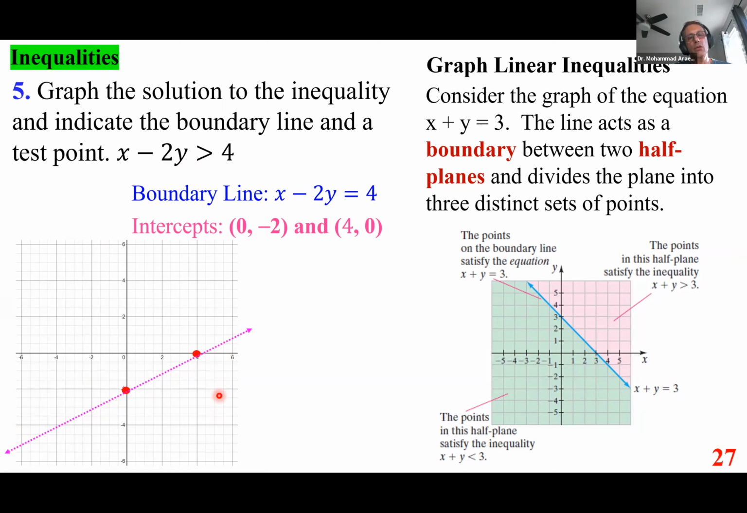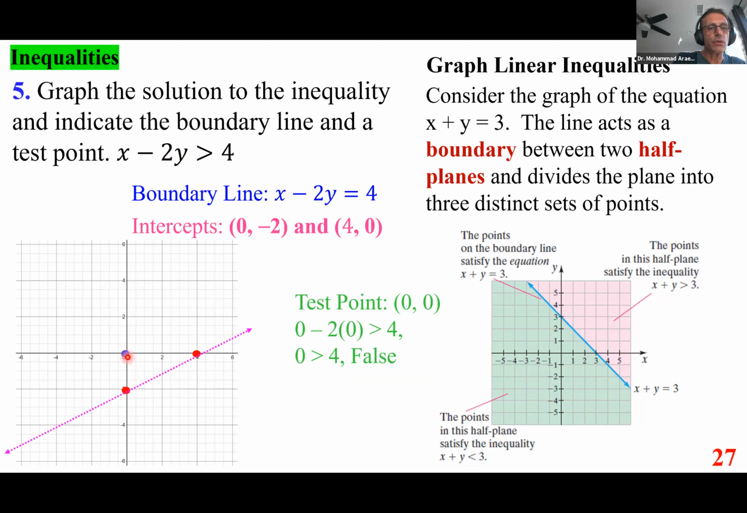And the best course of action is to check it. How do you check it? Pick a test point. What is a test point? Pick any point that doesn't belong to the line. The easiest point would be 0, 0, since it doesn't belong to the line. So if you pick 0, 0 and test it, what happens? Here's 0, 0. So replace the x with 0, replace the y with 0. 0 is larger than 4? No, that's a false statement. Let's see what that means.